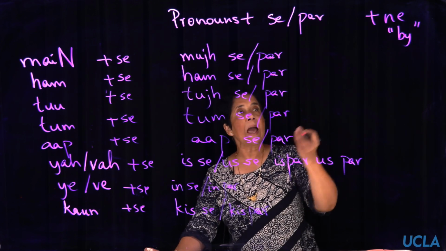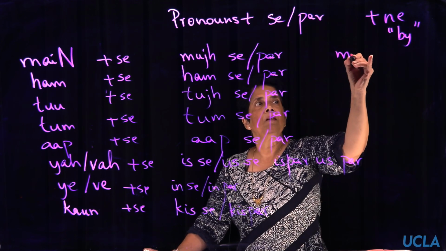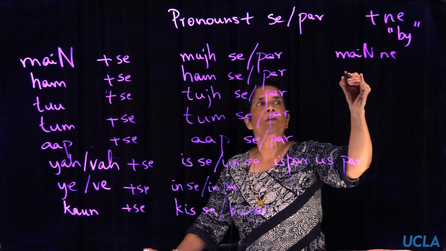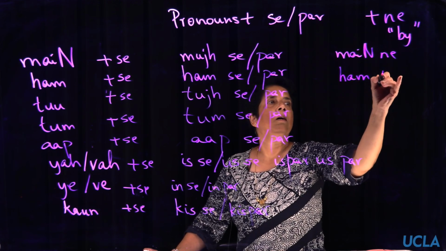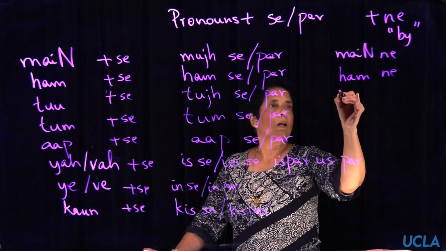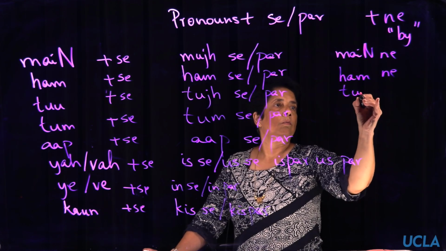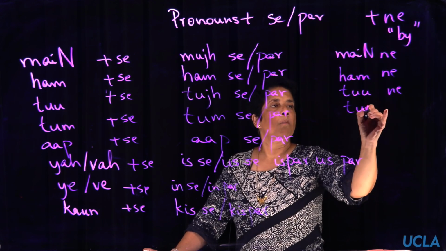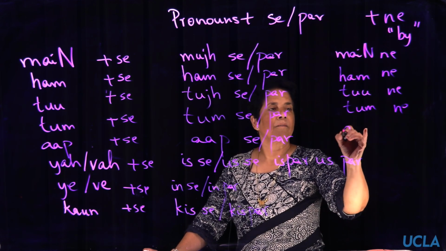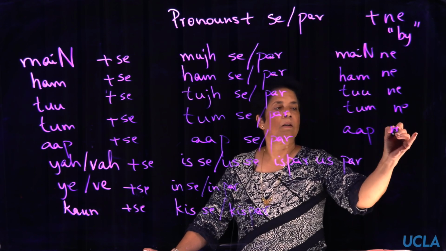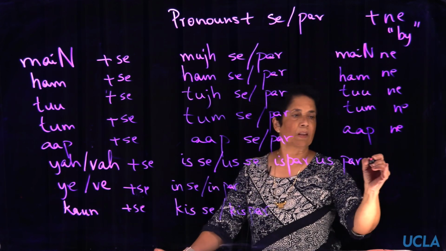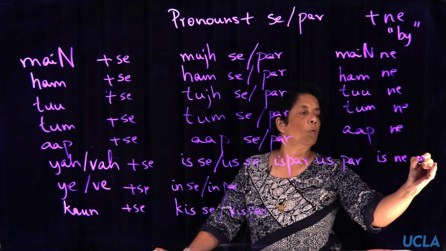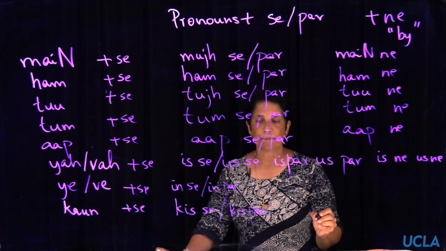Okay? Main plus ne, nothing happens. You will get main ne. Okay? Hum ne. Okay? Tu ne. Tum ne. Aap ne. Predictably, is ne, and us ne.